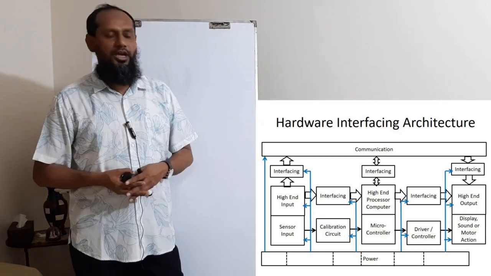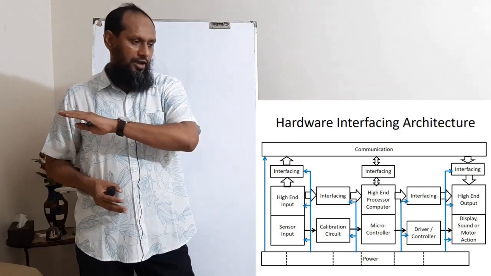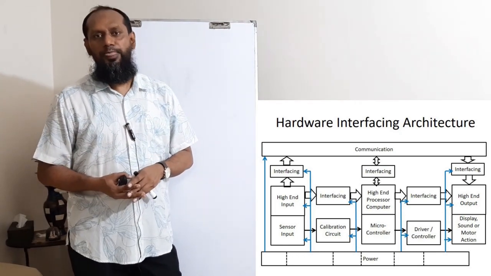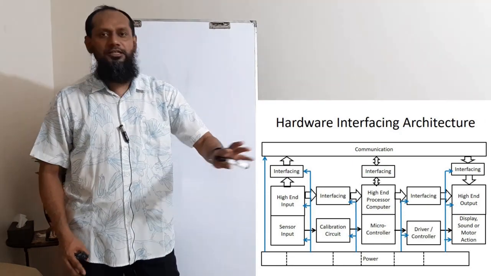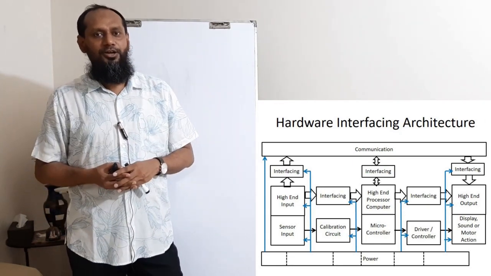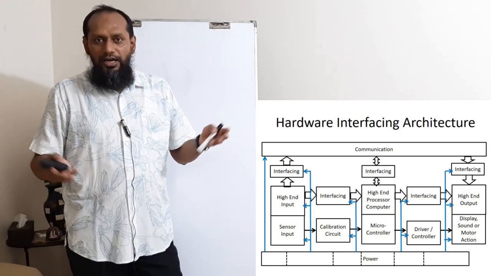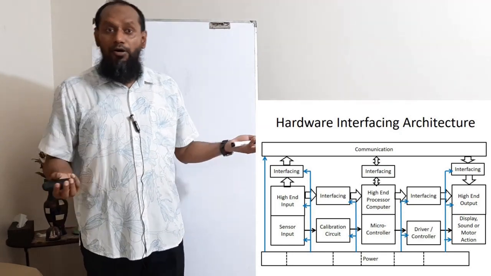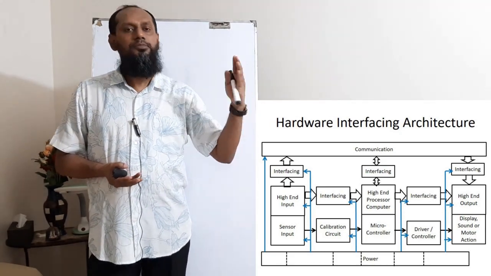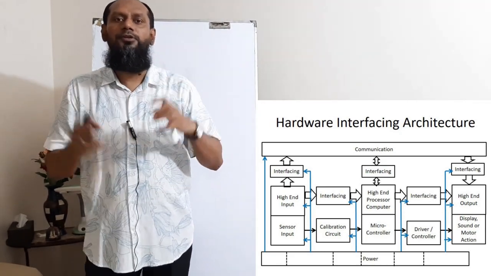So I used communication at the top, but for communicating, of course, we need an interfacing unit. And at the bottom you can see there is a power unit, but this power unit is divided with a dotted line. Why? Because it can be a single power unit for everything, or it can have different power units for different parts.